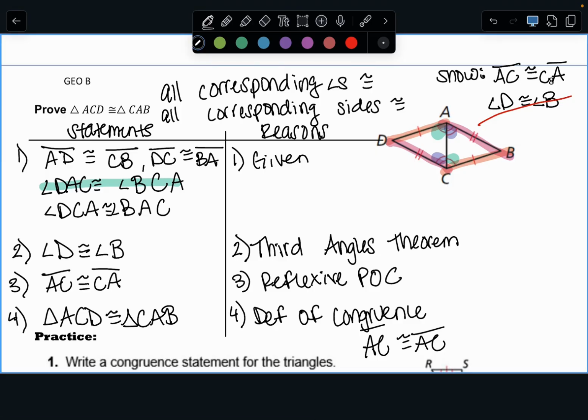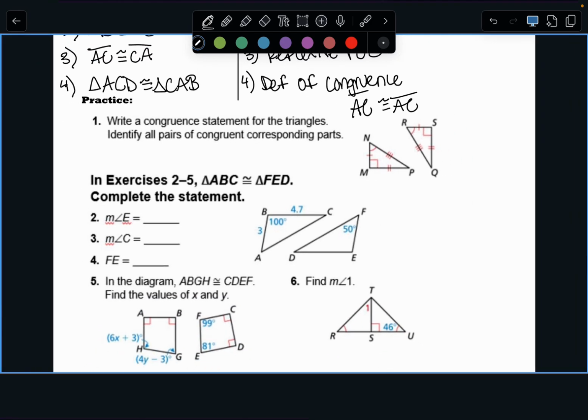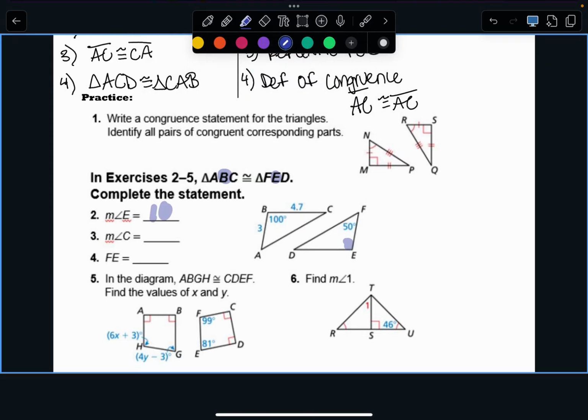Okay. Let's do practice problems first. We're going to do the evens together, and then you're going to show me that you know how to do the odds before you start your homework. Okay? So let's start with number 2. Here's angle E. We have 2 congruent triangles here. What letter does angle E go with? B. Angle B. What's the measure of angle B? 100. So what's the measure of angle E? 100. Yep.